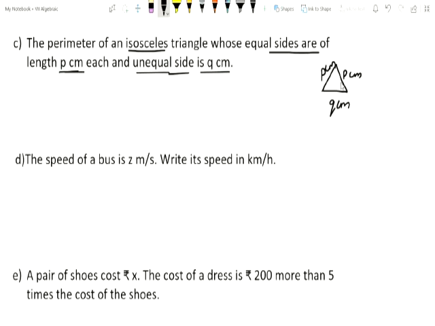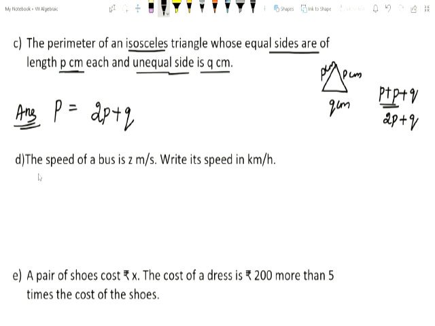So we need to find the perimeter. Perimeter means we should add all the sides. These two sides are equal. Here how many p's are there? 2 p's are there, plus q. So what is the answer, children? 2p plus q is the answer. You understand? Because 2 equal sides plus 1 unequal side. So 2 into p plus q. Do you understand, children?